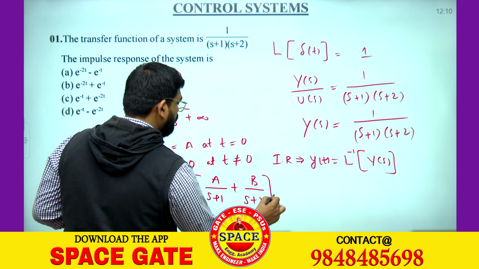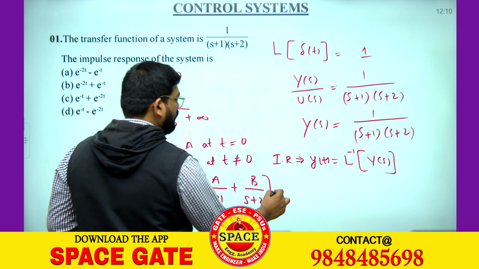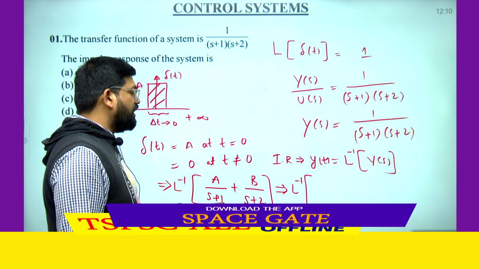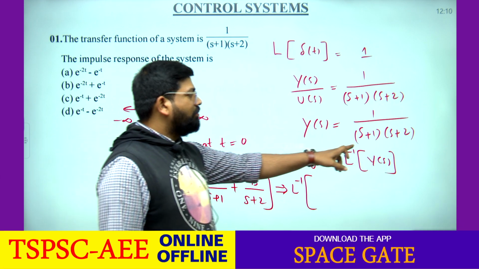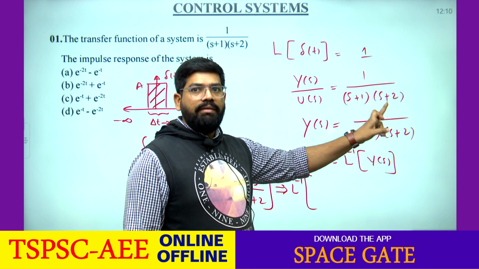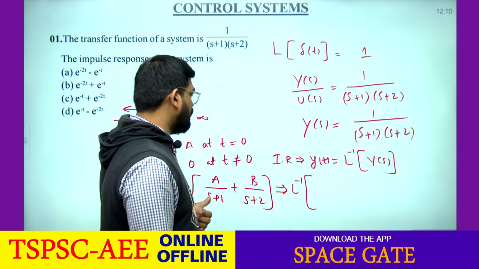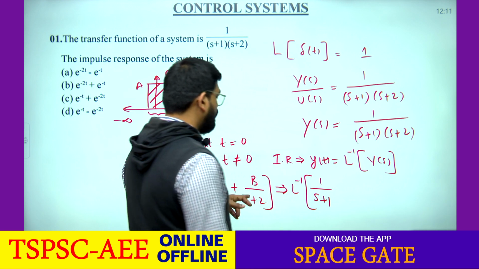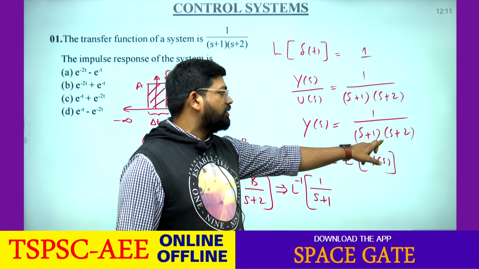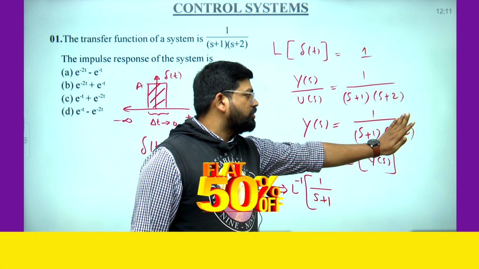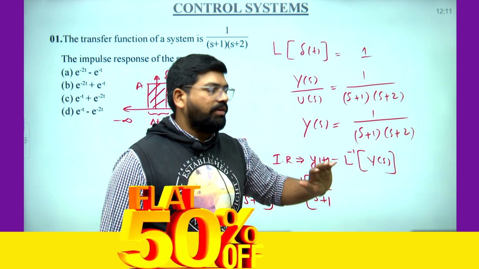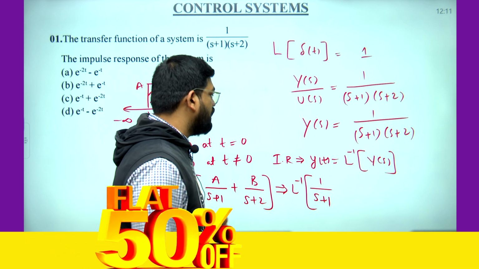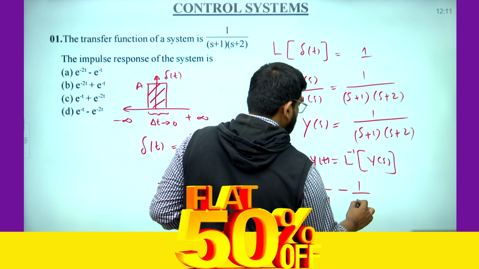Now find the values of A and B. Substitute s equal to minus 1 in the remaining term: 1 by (minus 1 plus 2), which is 1. So we get 1 by (s plus 1). By the residue theorem, substitute s equal to minus 2 in the remaining portion: minus 2 plus 1 is minus 1. So we get minus 1 by (s plus 2).